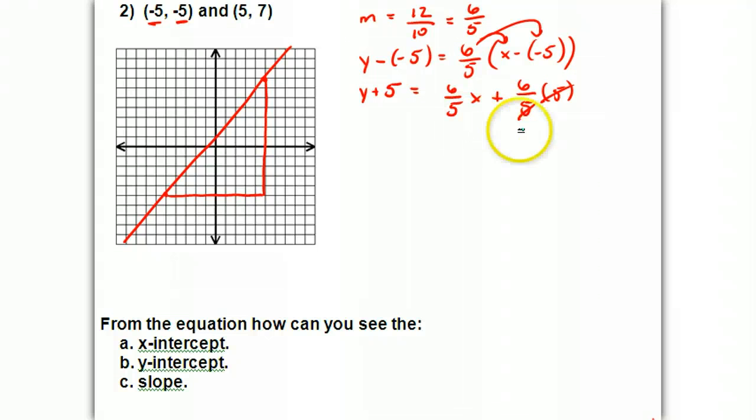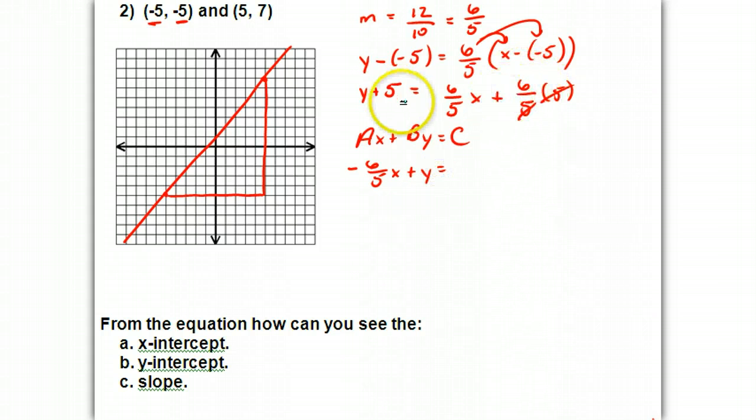Okay? So, just like before, let's go ahead and put all my variables on this side. So I'm looking for this, right? I'm looking for ax plus by is equal to c. So let's try and get our x over to this side. So I've got to subtract 6/5 x from both sides. Plus y is equal to, and here I had plus 6, and I want to get this constant 5 on the other side there, so I'm going to subtract 5 from both sides. So 6 minus 5 gives me 1.